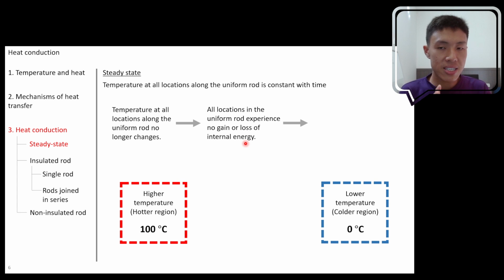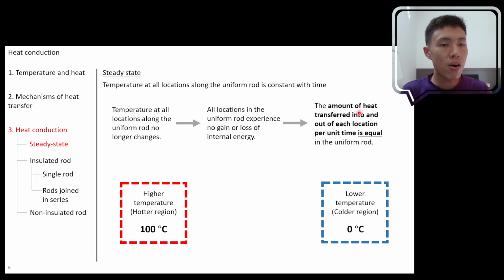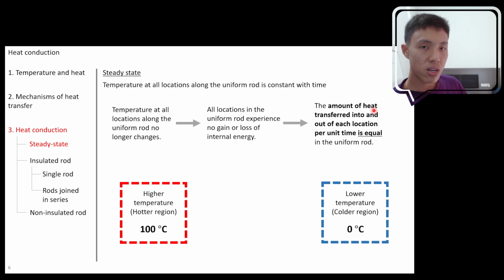If that is the case, that means that the amount of heat transferred into and out of each location per unit time is equal in the uniform rod. Every position on the rod will receive some heat from one end of the rod, and it will pass the heat to the other end, because heat flow is flowing in a certain direction. So there's heat coming into that position and heat going out of that position.